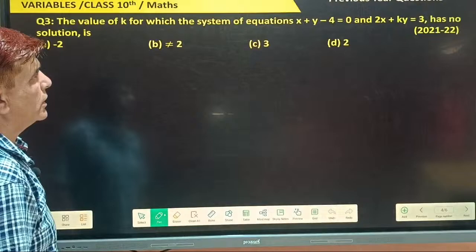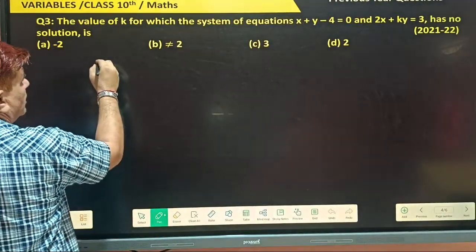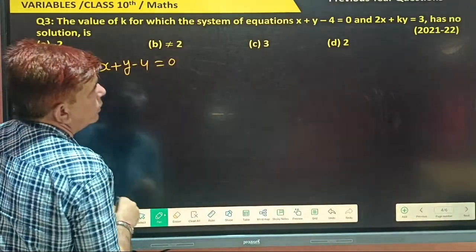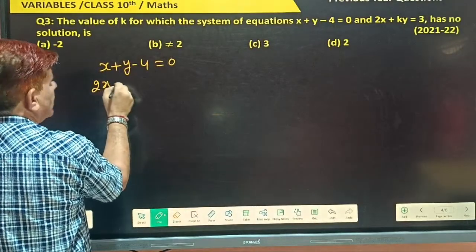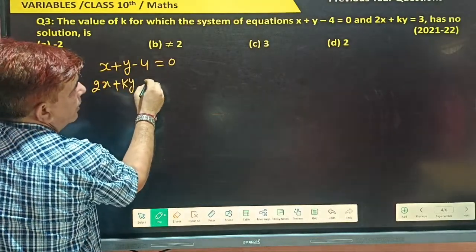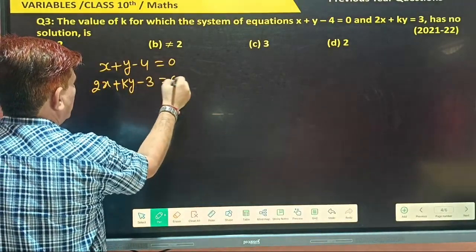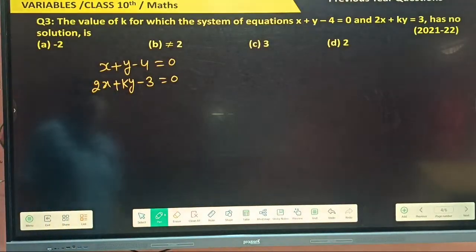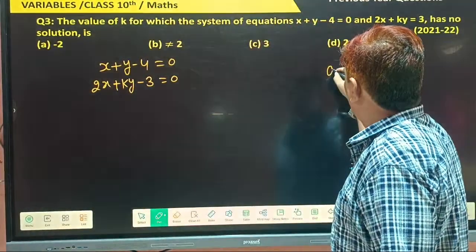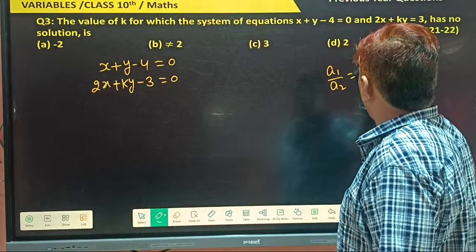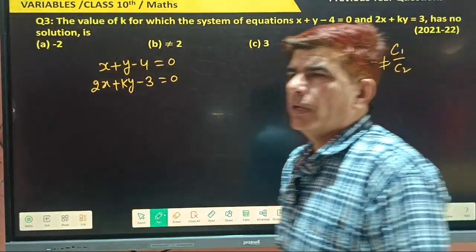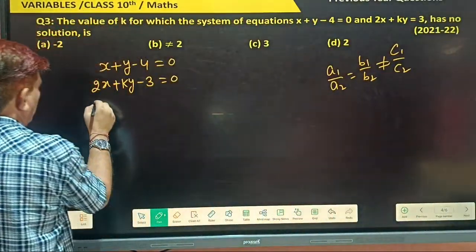The value of k for which the system of equations x plus y minus 4 equal to 0 and 2x plus ky minus 3 equal to 0 has no solution. No solution means two lines are parallel. It means a1 by a2 equal to b1 by b2 is not equal to c1 by c2. Then this is possible.